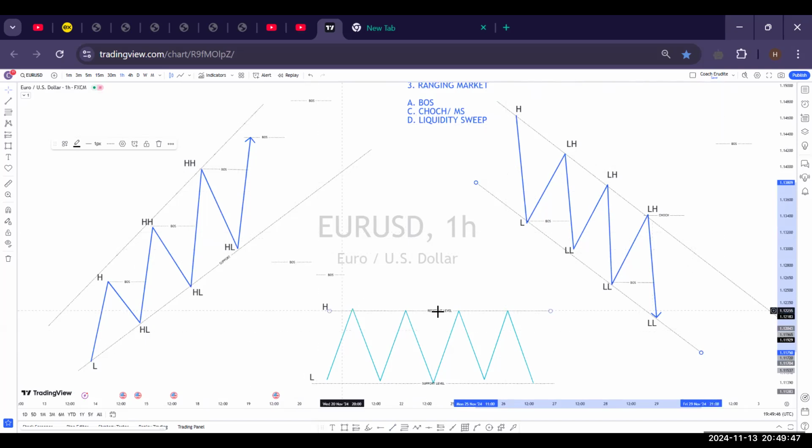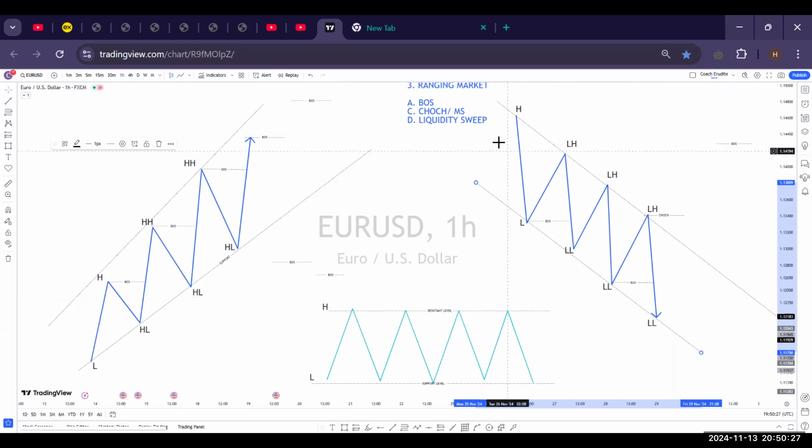Same thing for the ranging market. We have the resistance and we have the support. Now, for price to come here in an upward direction and respect the trend line, there is a level of support. Price is finding it hard to break the support. Same thing as the ranging market. Price is finding it hard to break the high, which is the resistance, and price is finding it hard to break the support, which is seen as a strong zone. Same thing to the downward direction. Price is finding it hard to break the support and is finding it hard to break the resistance.